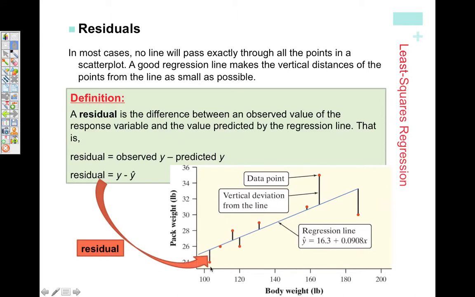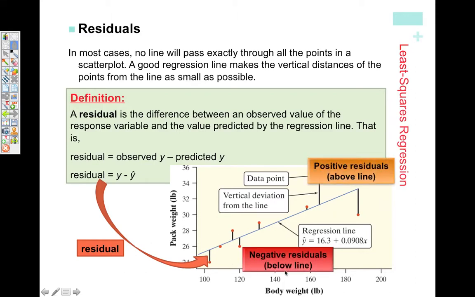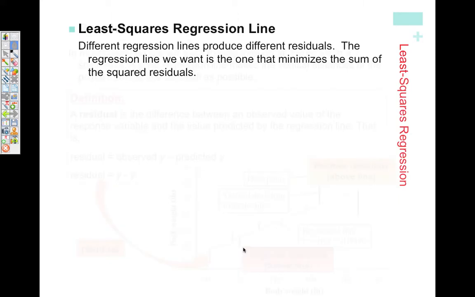If you're ever asked to show the residuals on a scatter plot, you're drawing in these black vertical line segments that go from the point to the line. Negative residuals would be below the line. Positive residuals would be above the line. That shouldn't be too earth-shatteringly different. Going down, it's negative. Up, it's positive. Bigger than the predicted value is positive. Less than the predicted is going to be negative.